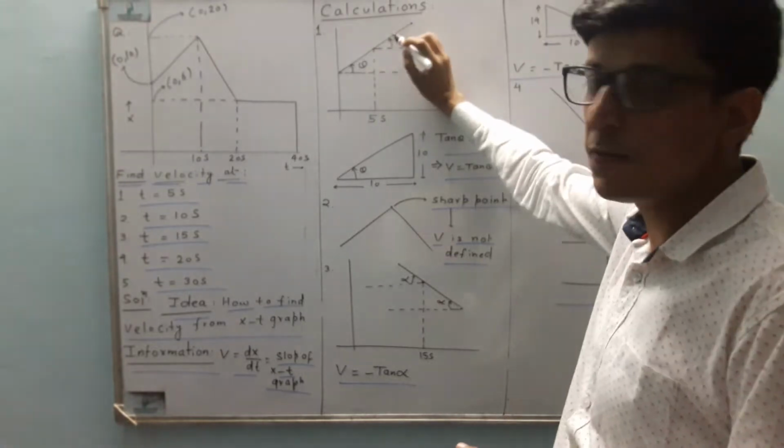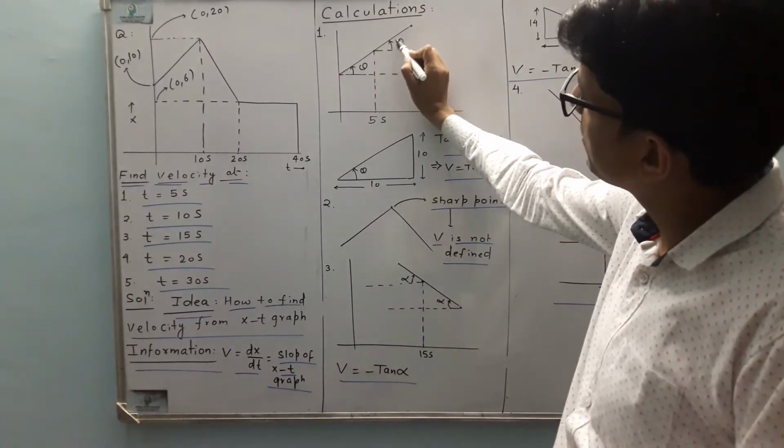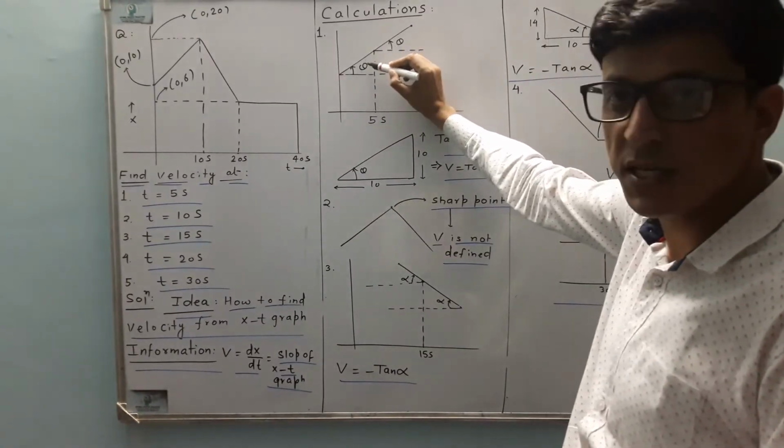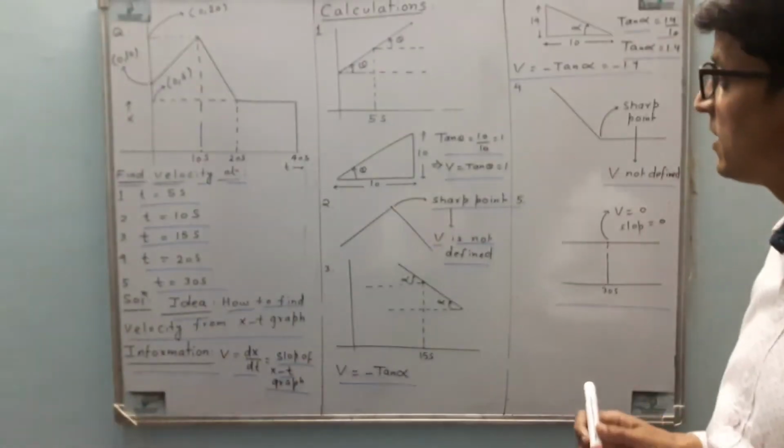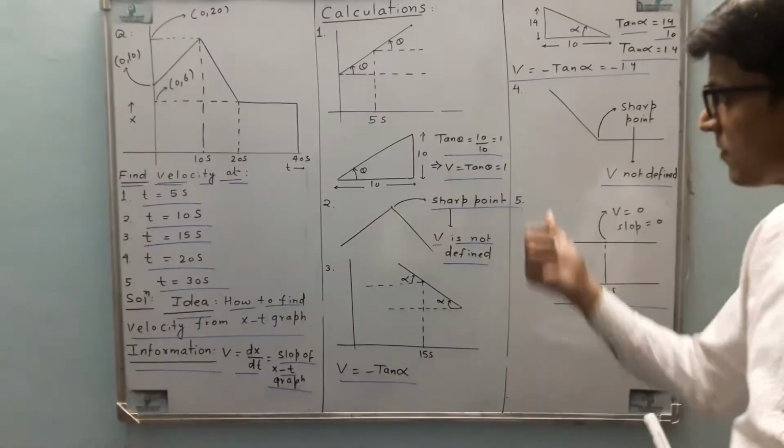So if I talk about velocity at t is equal to 5, you just draw a tangent at t is equal to 5. So it's a straight line. If this angle is theta, then this angle will also be theta. Then we have tan theta is equal to 10 by 10, which is equal to 1. And v is equal to tan theta is equal to 1. So at t is equal to 5 seconds, the velocity is 1.